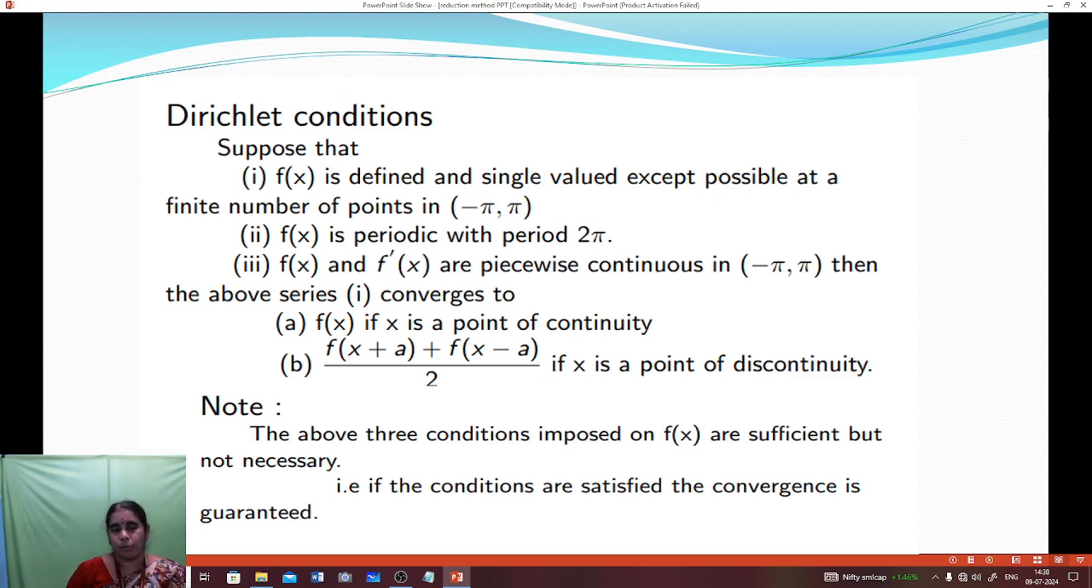This is a single valued point. Second one, f of x is periodic with a period 2 pi. Third point, both f of x and f dash of x are piecewise continuous. Okay, these are the three conditions.